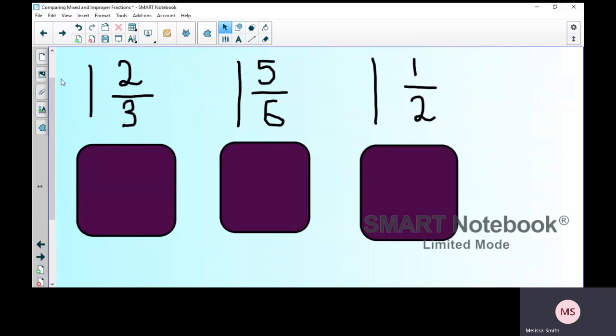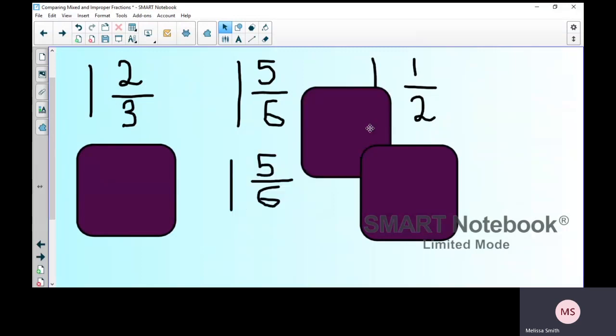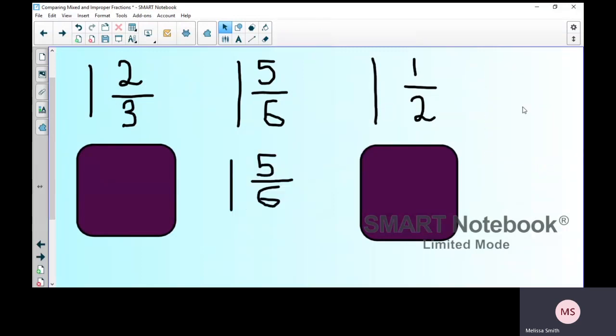Well, I have to find a common multiple. So I could write out the 2 times table, write out the 3 times table, write out the 6 times table till I found a common multiple. However, as I'm hoping most of you will have noticed by now, 6 is a multiple of 2. 6 is also a multiple of 3. So all I need to do is change my 2/3 and my 1/2, and I can leave my 5/6. So we can reveal my 5/6 now. Let's get rid of that. There we go. And we just need to look at these two.